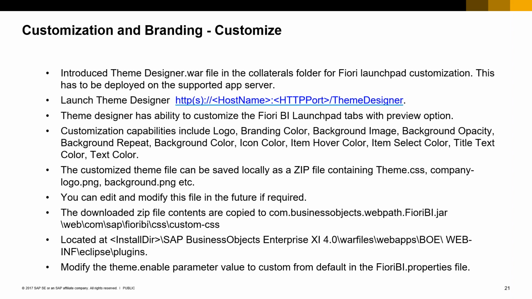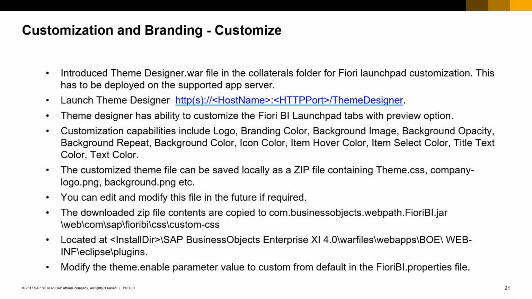Once you have done all of those, you basically can save the file. You download that file to save it locally. It's a zip file, so it basically has all the theme CSS file, the company logo as a PNG file, and the background, if it exists, as a PNG file. All of those would be given to you as a zip file. You can re-upload that zip file at some point to modify it again if required.